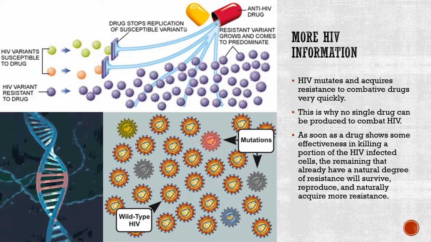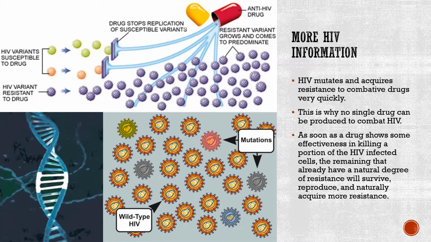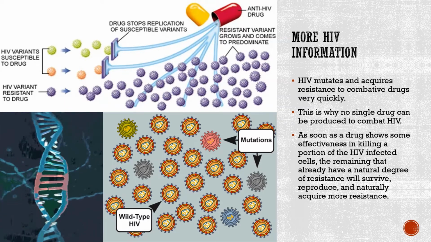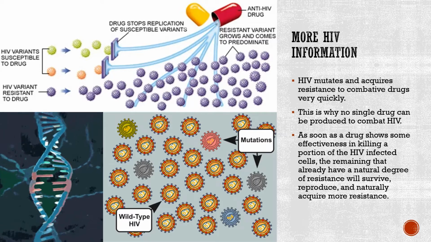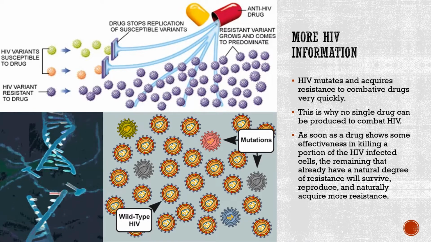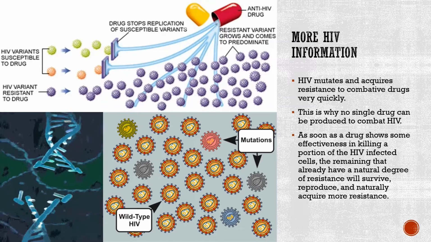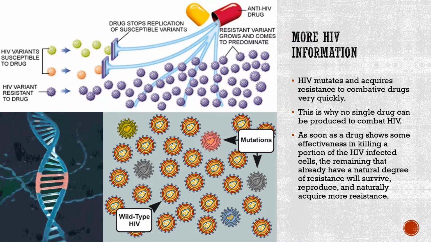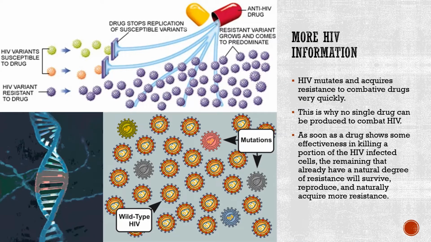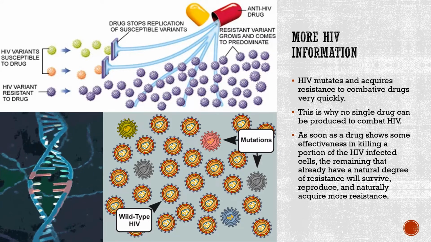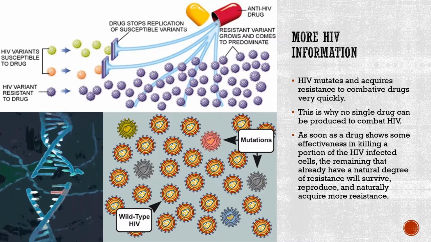Okay, more about HIV. So HIV mutates and acquires resistance to combative drugs very quickly. This is why no single drug can be produced to combat HIV. As soon as a drug shows some effectiveness in killing a portion of the HIV-infected cells, the remaining that already have a natural degree of resistance will survive, reproduce, and naturally acquire more resistance.